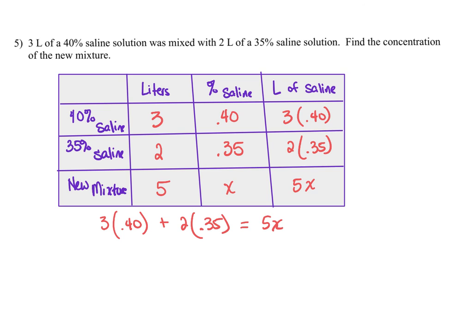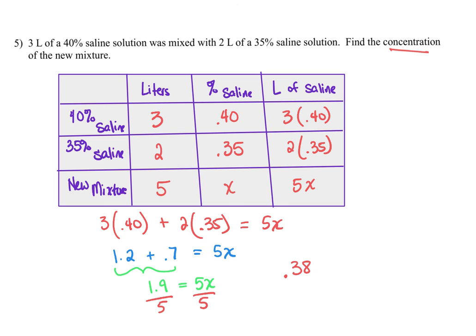3 times 0.40, you can either get your decimals out or leave it. This is going to be 1.2 plus 2 times 0.35 should be 0.7 equals 5x. Simplify, 1.2 and 0.7 should give you 1.9. And then divide. So you're going to say 1.9 divided by 5. You're going to have to move that decimal over, but you're going to get 0.38. They want the concentration, which is always in percentages, by the way.